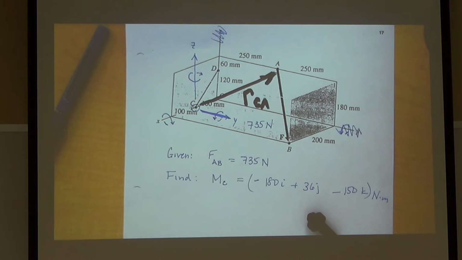Okay, so I'm going to make a table. I like tables. The first column is going to be force. The second column is going to be the moment about point C in the x, the moment about point C in the y, and the moment about point C in the z. And we have FABX, FABY, and FABZ.